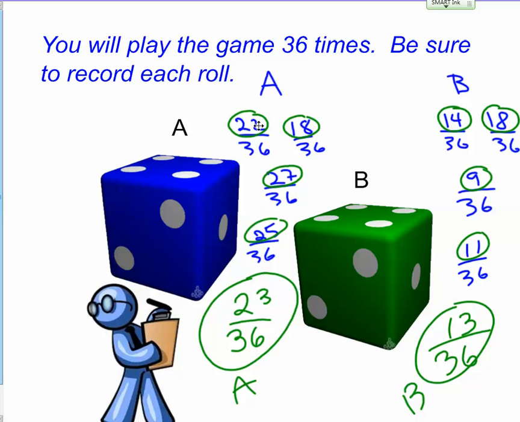So we added 22, 18, 27, and 25 and divided by 4. For period 4, the mean was 23 rolls out of 36. 23 times player A won the game. For player B, these were the number of times out of 36 that B got the point. So we added these and divided by 4, and we got a mean of 13. So it obviously seems like player A had a lot more chances of winning than player B.